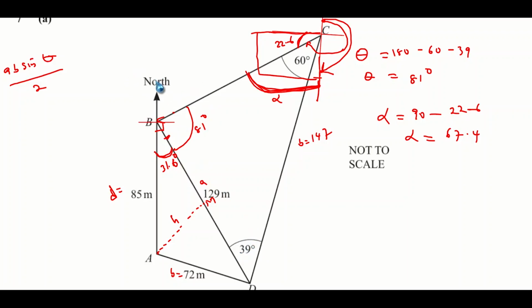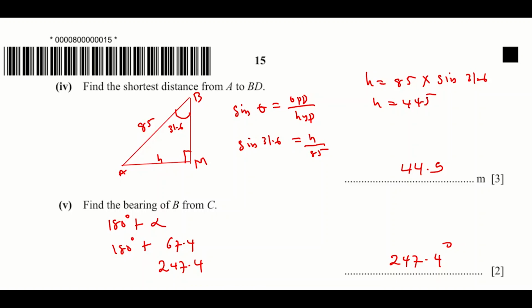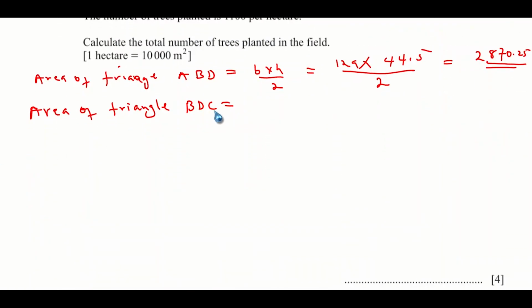I think I can return the diagram to how it was, since you understand the stuff there. So let's go to the page. The area of triangle BDC will be equal to the product of the two sides, 129 times 147 times the sine of the angle between them, sine 39, divided by 2. You don't have to memorize any formula; the only thing you need to do is to understand the formula.